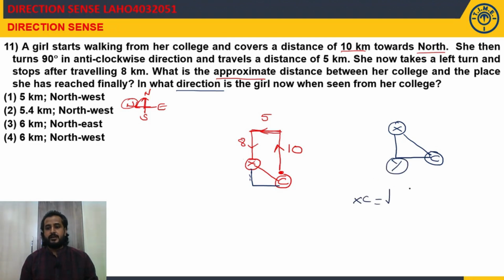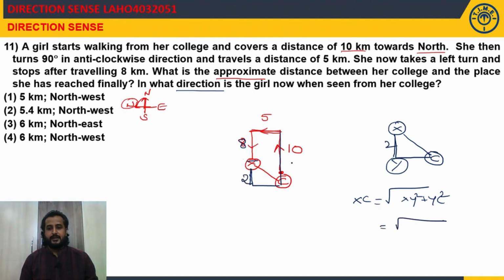XC is equal to under root of XY square plus YC square. Now we need to identify the XY distance. What is XY? This total distance is how much? 10. But till here is how much? 8. So more 2. So XY distance is 2.